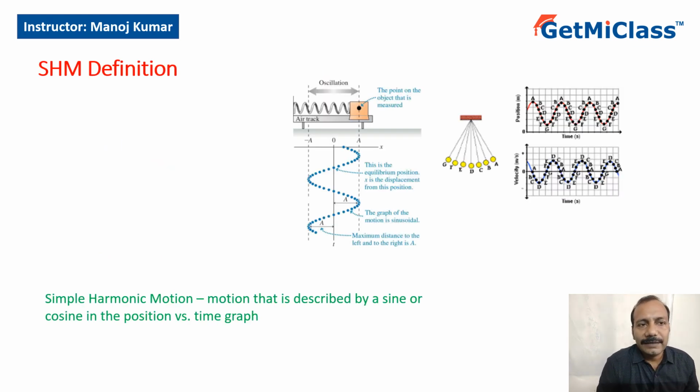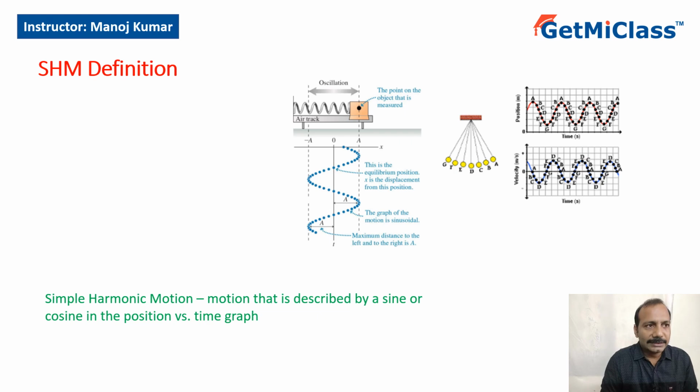Now let's first define a simple harmonic motion. Simple harmonic motion is first an oscillation, and I hope you know what is an oscillation. Any to and fro motion is called oscillation. Now in this oscillation, if the acceleration is always directed towards the mean position, then that is called simple harmonic. Of course, one is acceleration should be directed towards the mean position. Next is acceleration should be proportional to the displacement from the mean position. Then it is simple harmonic motion.